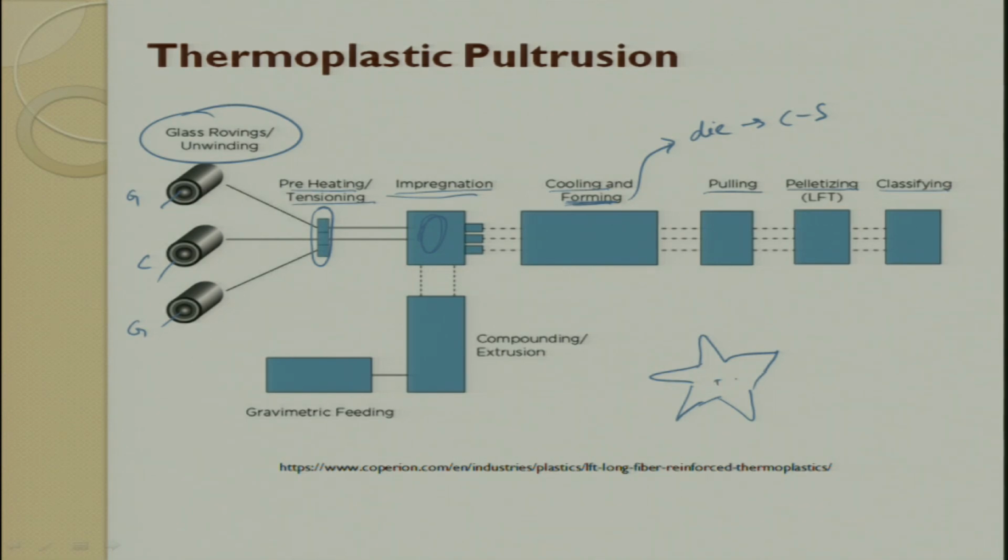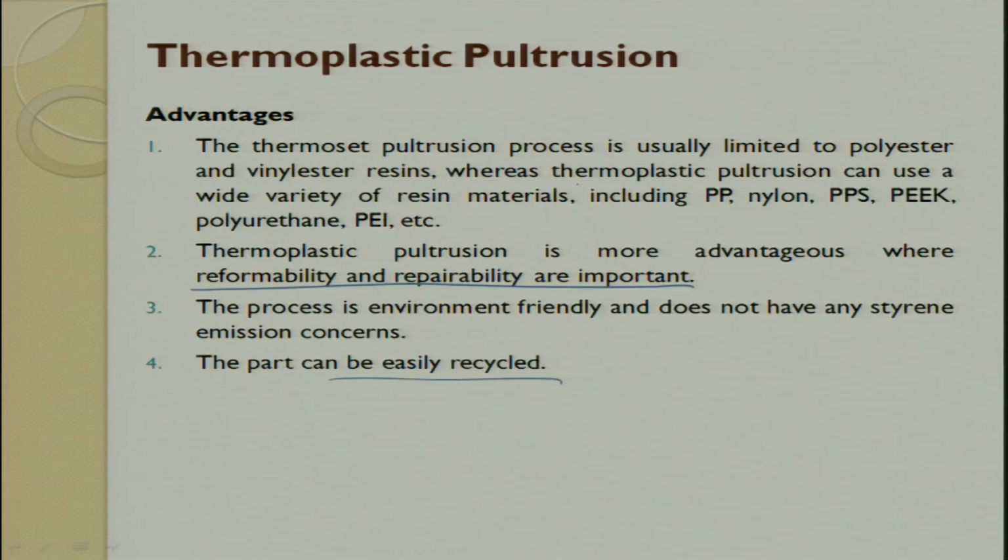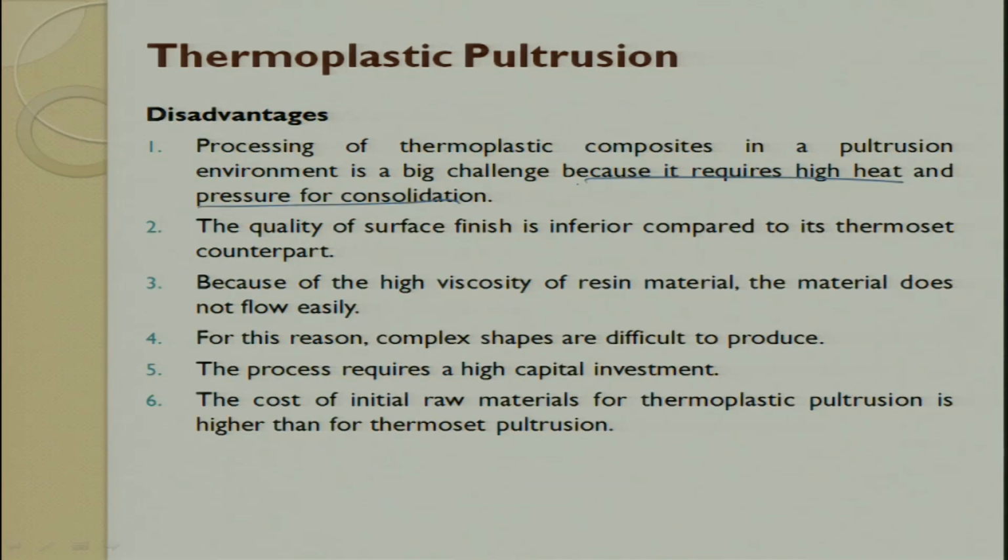You can also get the same, because here it is axis symmetry. So, you can get an axis symmetry part. You can also get gears, or maybe you can also get a square for some application, which is an axis symmetry part. So, that die is kept in the forming process. Here it needs very high temperature and pressure so that it can consolidate and get pulled. The quality of the surface finish is inferior.